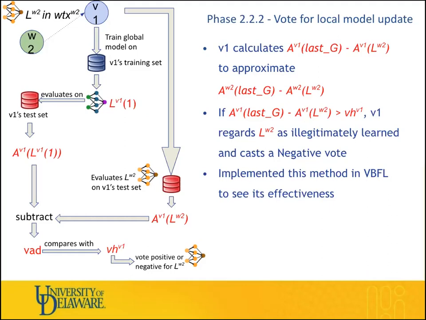Okay, but here V1 tries to decide if W2 is compromised or not, correct? Yes. So V1 thinks of himself as a legitimate learner at this moment. So we assume. Okay. Thank you. We assume, yes.